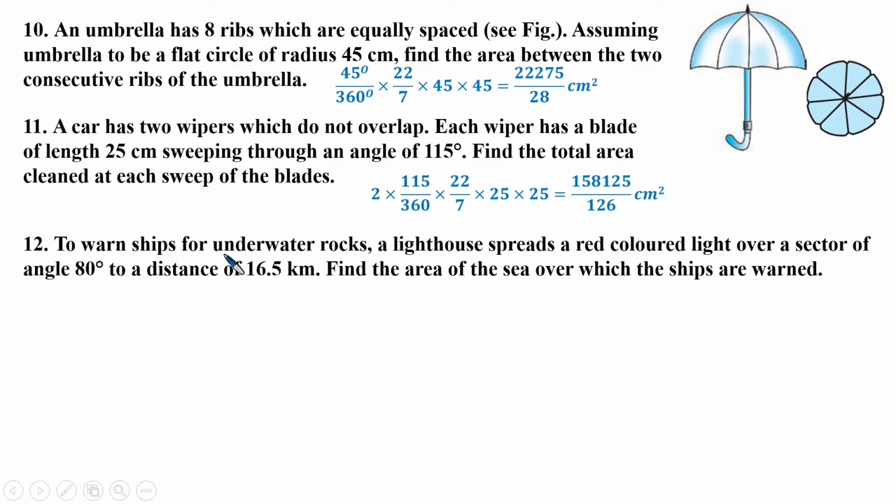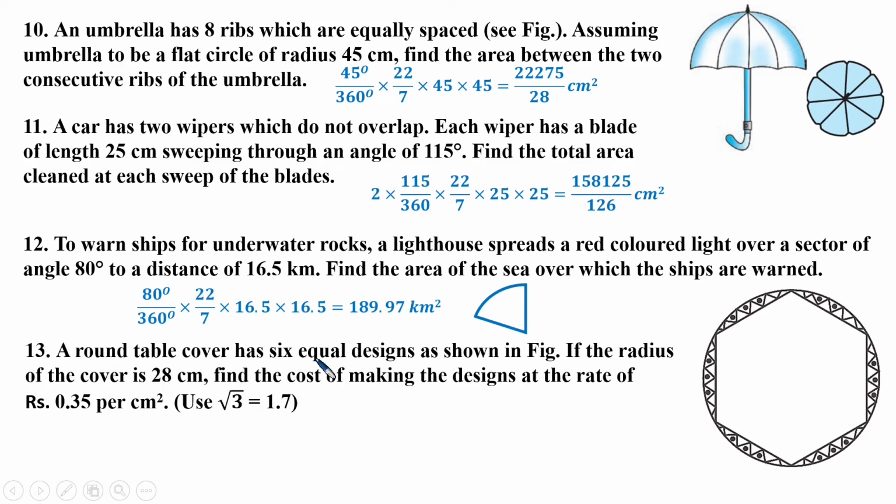Next one, to warn a ship of an underwater rock, a lighthouse spreads a red color light over a sector of 80 degree to a distance of 16.5 kilometers. So here also the radius is given, and this angle is given. Find the area of the sea over which the ships are warned. So the area of the sector is 80 degree by 360, similar to this one, and you get 189.97 kilometers square.